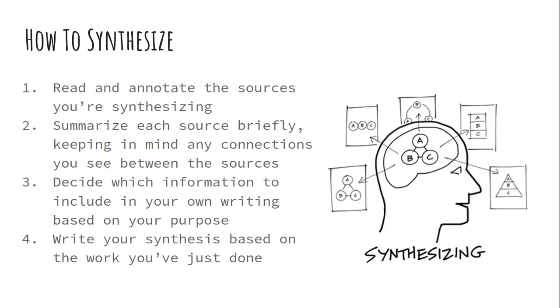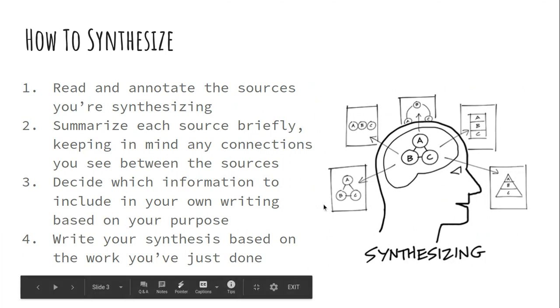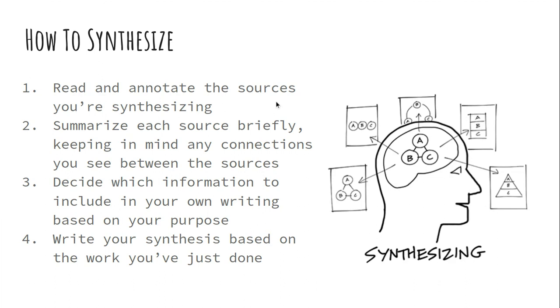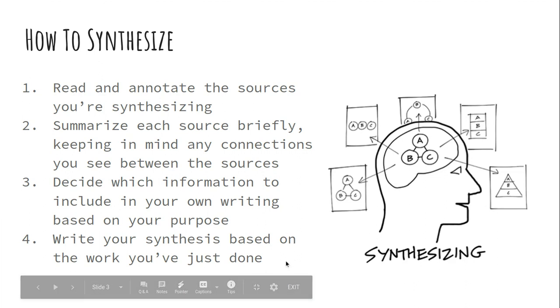So some basic steps that I'd like you to take when you're synthesizing for our class are listed here. First, read and annotate the sources that you're synthesizing. Second, summarize each source briefly, and as you're summarizing, keep in mind any connections that you see between the sources. Decide which information to include in your own writing based on the purpose of the assignment that you're working towards. And then finally, write that synthesis based on all of this work that you've just done.